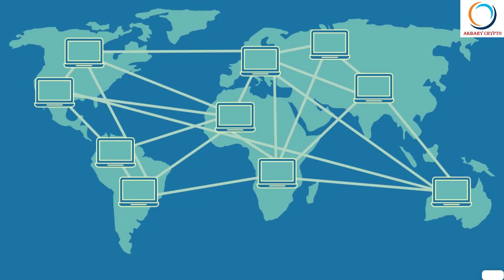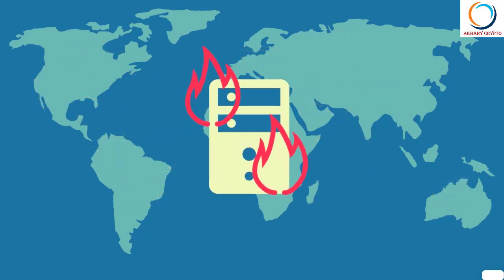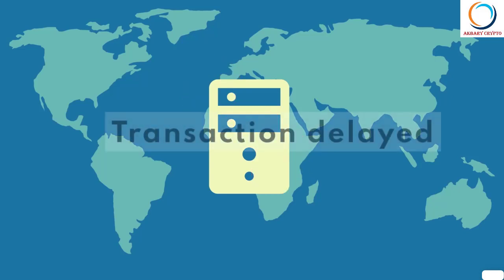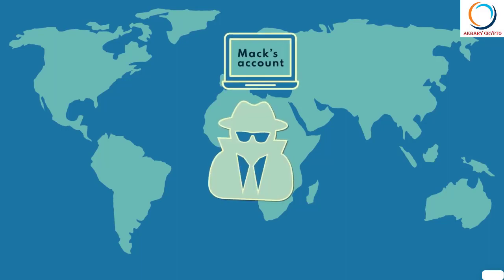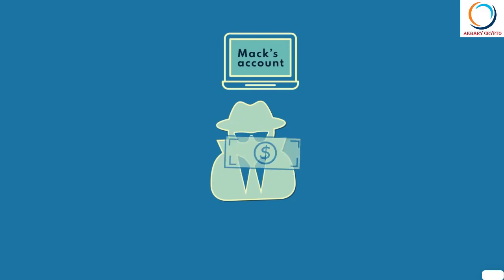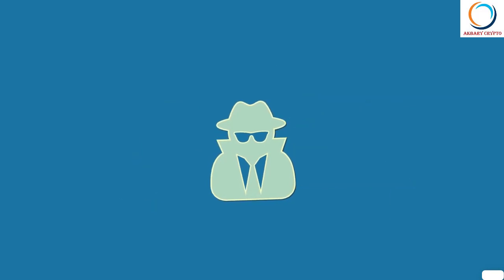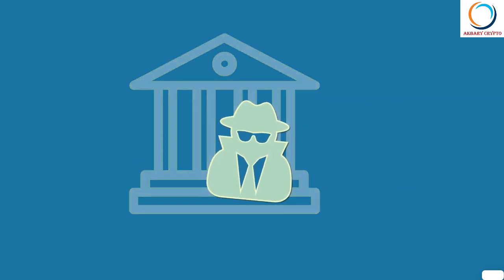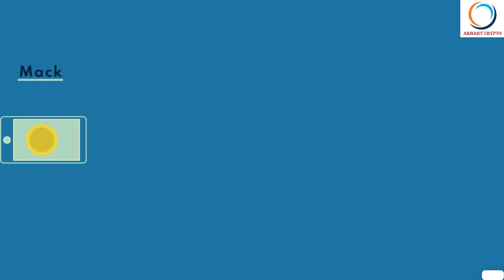If one of the nodes in the network crashes, nothing happens because the other nodes that hold all of the same data are still running. If the bank's server crashes, then all of the transactions are delayed until the server is up and running again. Also, if someone wants to hack into Mac's account and steal all of his money, he would have to hack into every node at the exact same time, while stealing money from a bank would require him to hack into only one giant server.